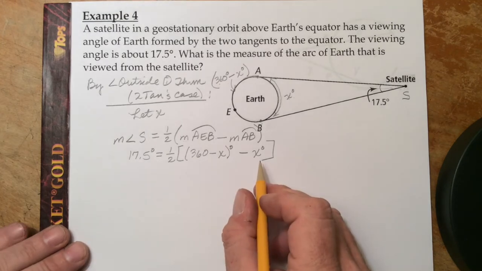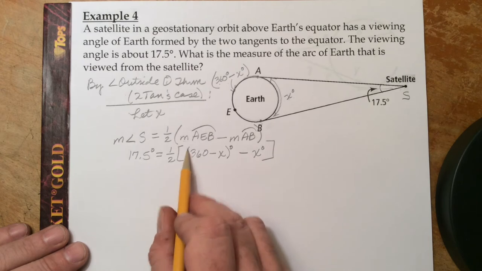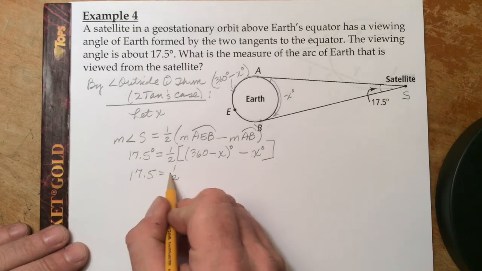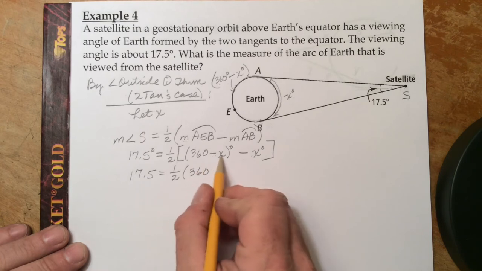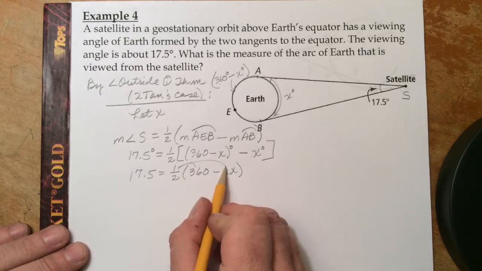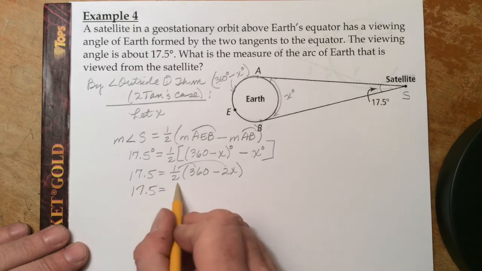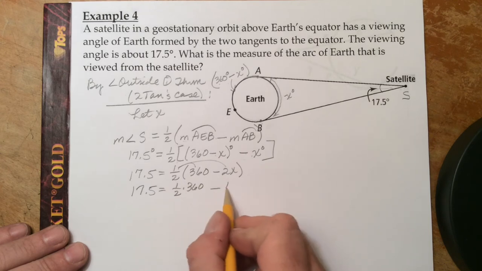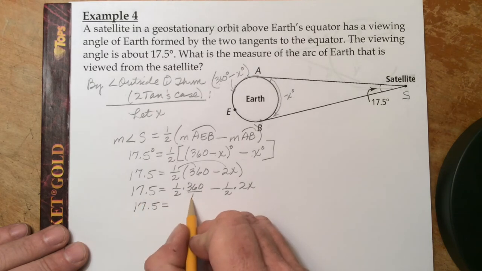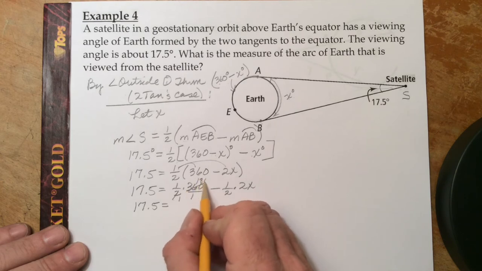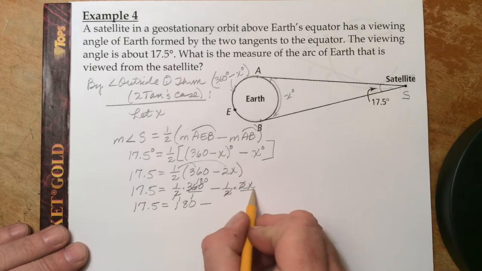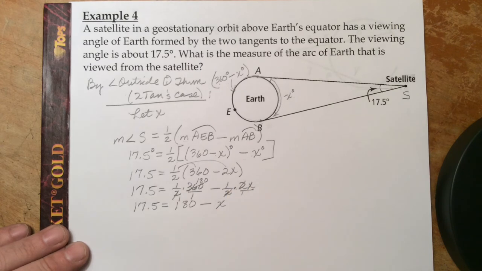Now that we have this equation, we need to bit by bit solve for x. First of all, notice that inside the brackets we have minus x minus x. So this is 17.5 equals 1/2 times 360 minus 2x. At this point, we use the distributive property with the 1/2. 17.5 equals 1/2 times 360 minus 1/2 times 2x. We get 17.5 equals 180 minus 1/2 times 2x. The 2's divide out, and we get 1x over 1, or simply x.